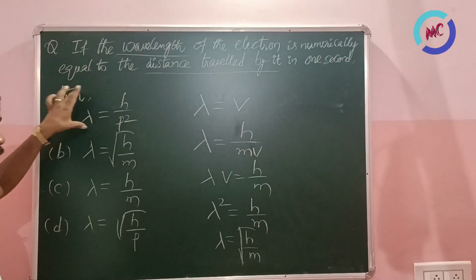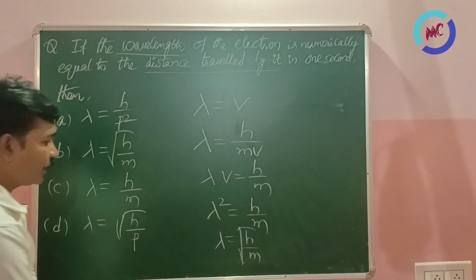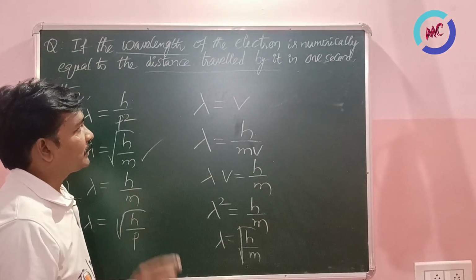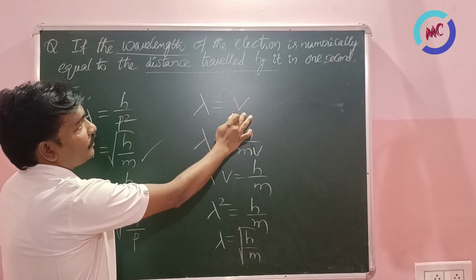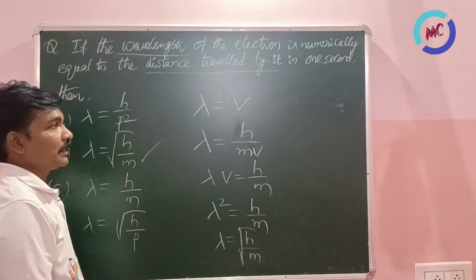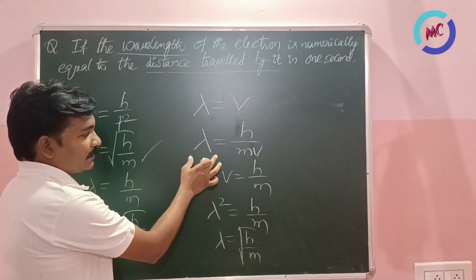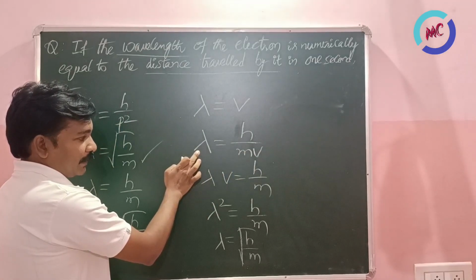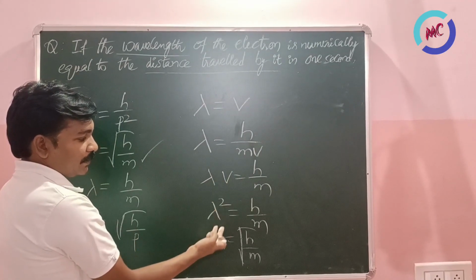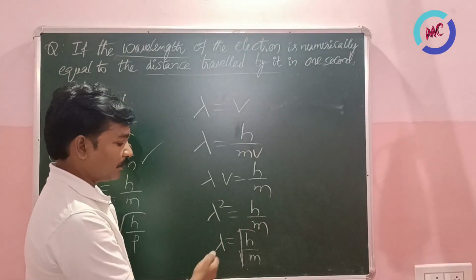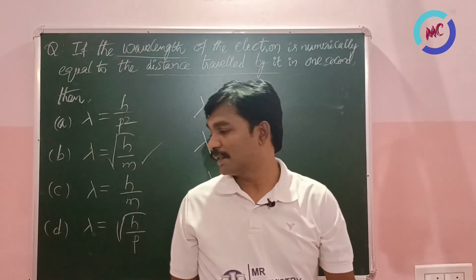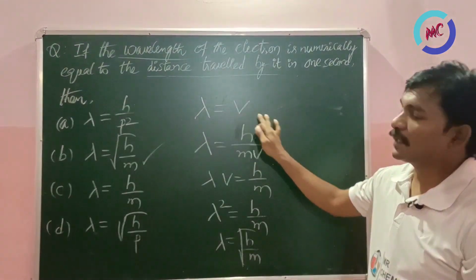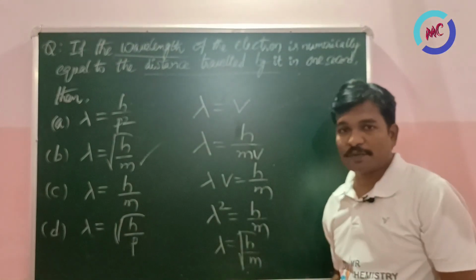What is the relation here? Once you check these things, lambda is equal to h by p square, lambda is equal to root of h by m. That is our answer. The second one is the correct answer. Once again, they gave one condition: wavelength is equal to distance travelled in 1 second, means lambda is equal to velocity. De Broglie's equation: wavelength is equal to h by mv. Now if we take v to the other side, lambda into lambda, lambda square, is equal to h by m. Therefore lambda is equal to root of h by m. This is the relation between lambda, Planck's constant and mass of electron when wavelength is equal to velocity of the electron. Please note down this one.